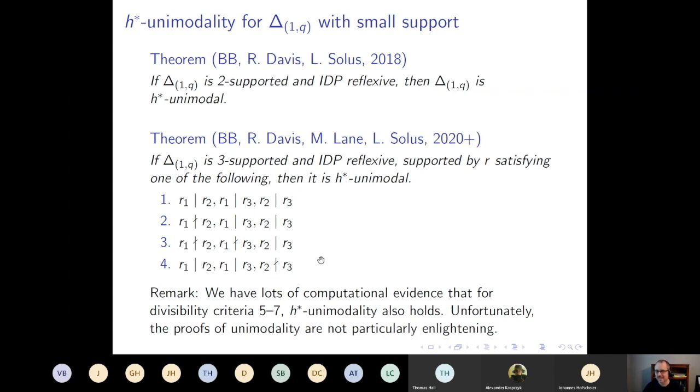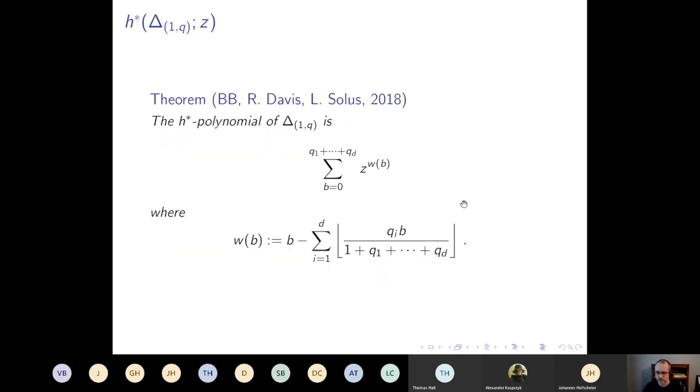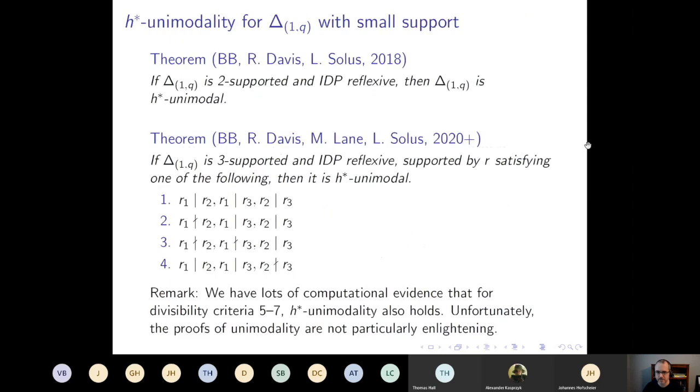Unfortunately, one of the things that slowed us down, in addition to having other needs due to the pandemic, is that the proofs of unimodality are not particularly enlightening. It's not clear why the IDP reflexive is what's driving this. It's more just: here's the vector, here's the multiplicities. Is it or is it not unimodal? And then we run this formula and do some algebraic manipulations and it is. So that's one disappointing thing for me, I was hoping that maybe we would get some more insight.